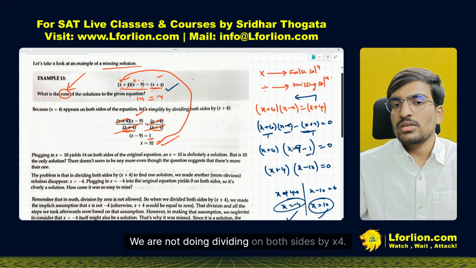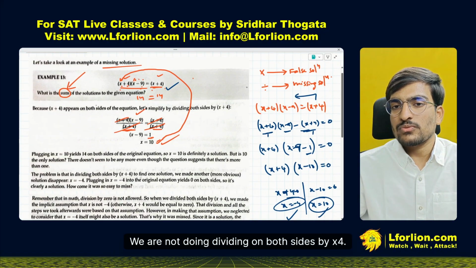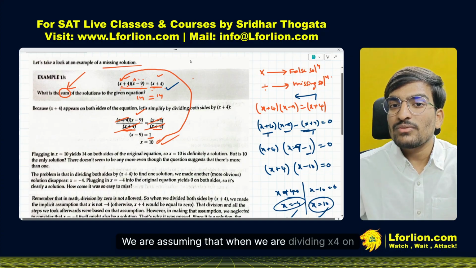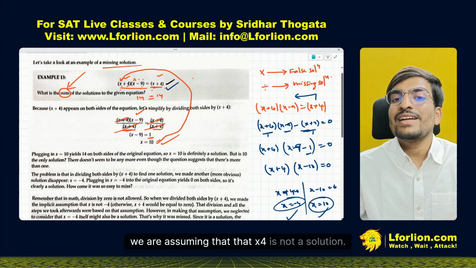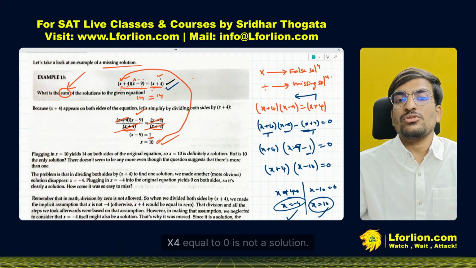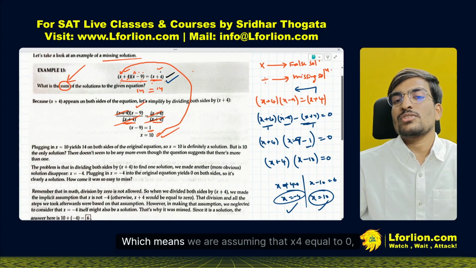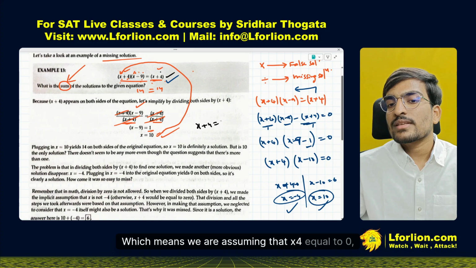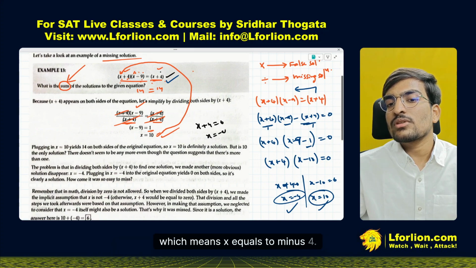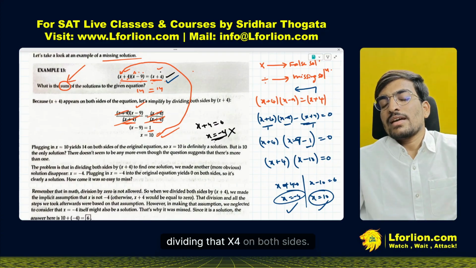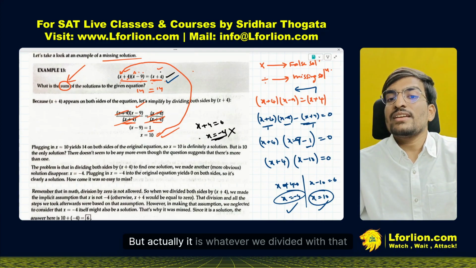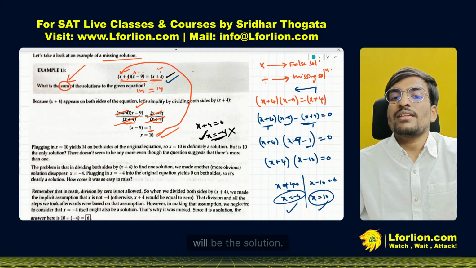We are not dividing on both sides by x plus 4. When we divide x plus 4 on both sides, we are assuming that x plus 4 equal to 0 is not a solution, which means we are assuming x equals negative 4 is not a solution. But actually it is. Whatever we divided with, that will be the solution.